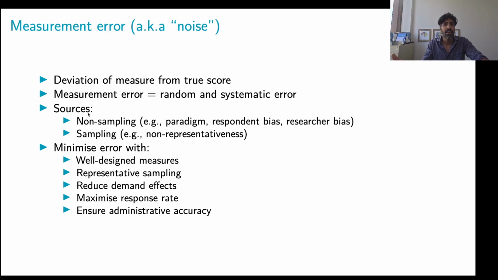How can we minimize error? Well, we can do it methodologically through well-designed measures, having a sample that's representative. We can reduce demand effects on our participants, maximize response rates through our study, and ensure administrative accuracy when we're inputting the data. So these are all sources of error, and you can see there's multiple points at which error can be introduced. And so our role is to really try to minimize the error as much as possible so that we can ensure we're measuring with as much precision as possible that true value.